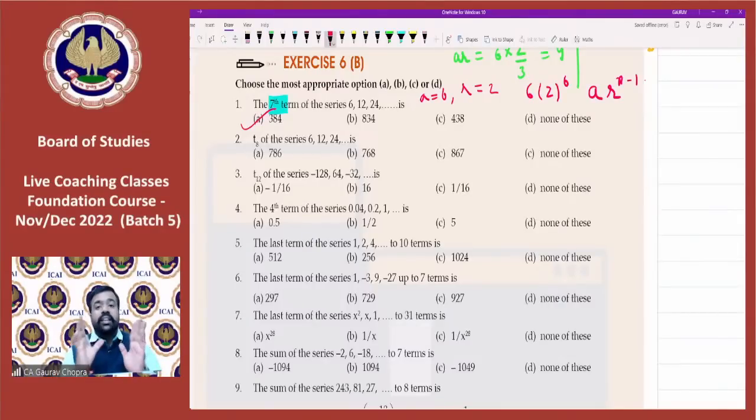T8 means we have to calculate the eighth term. The rest of the figures are the same, we just have to calculate the eighth term. So 6 multiplied by 2 to the power of 7. So simply the answer will be 768. Yes, now Lord has given the answer.